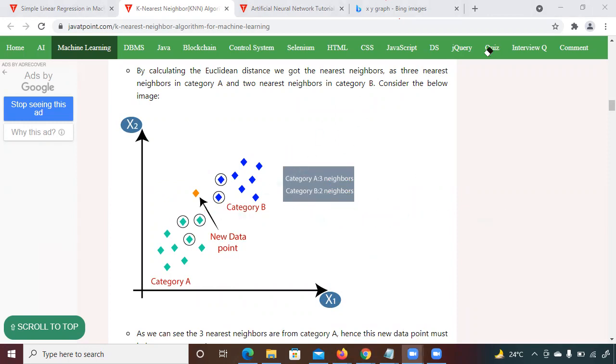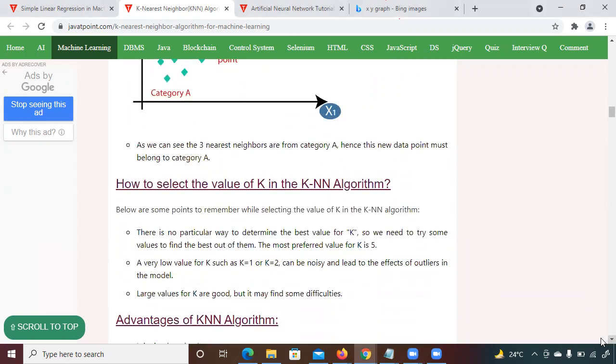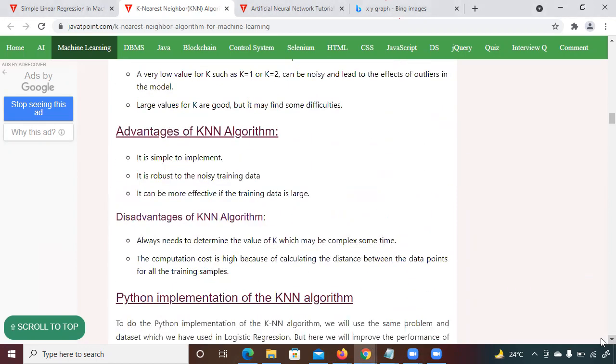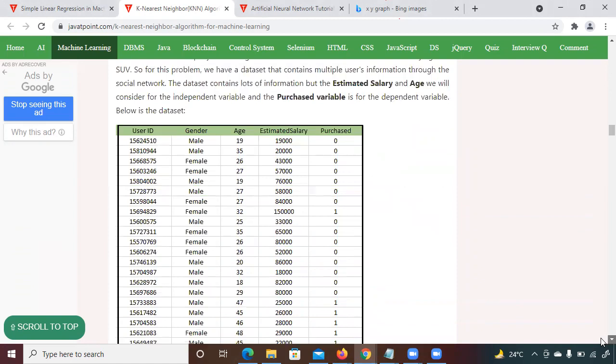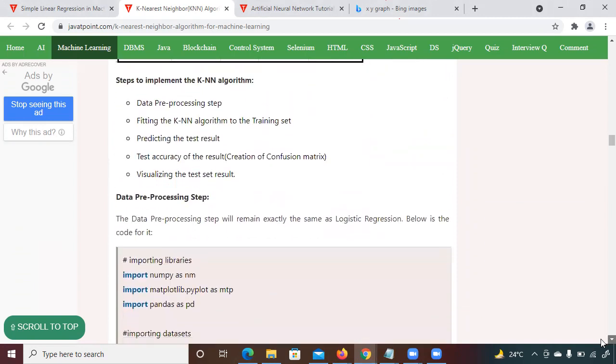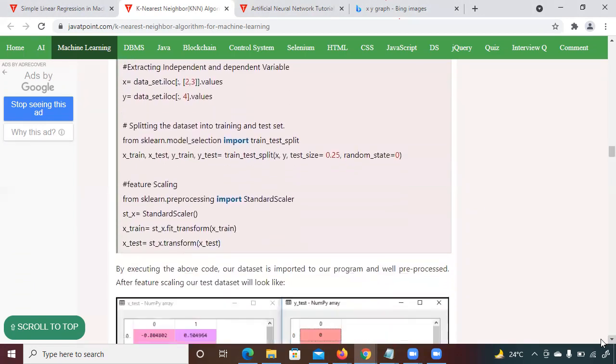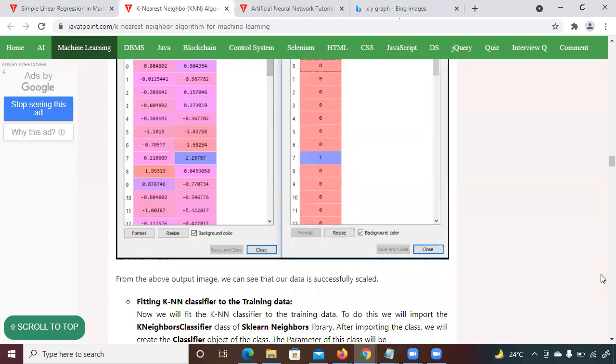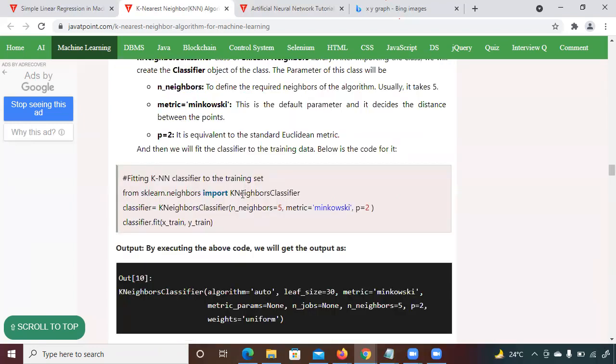So this is called an algorithm. The implementation part is the same as we do every time. Same data set. We have to find out whether the user is going to purchase or not. Here also the same steps are there. Nothing is going to change. You can see all remain the same as we saw yesterday. Only one thing is going to change here.